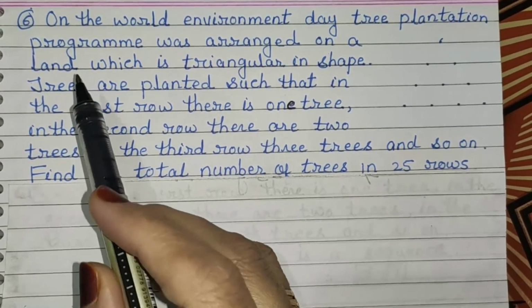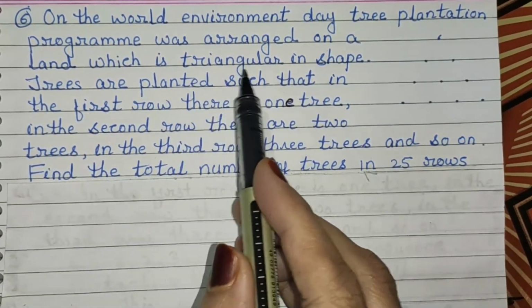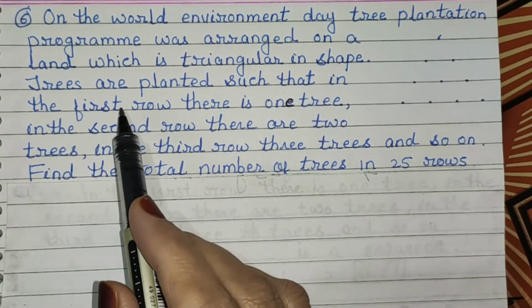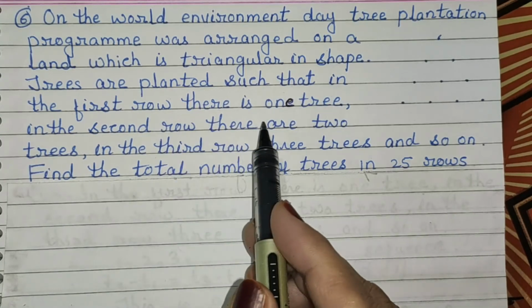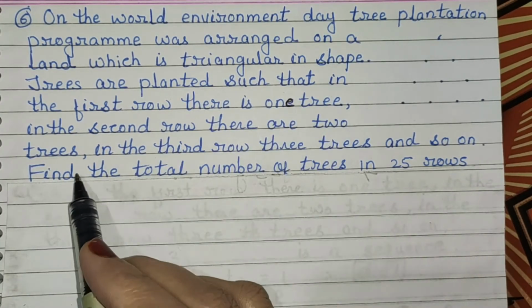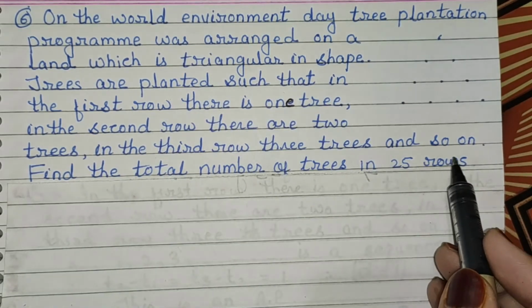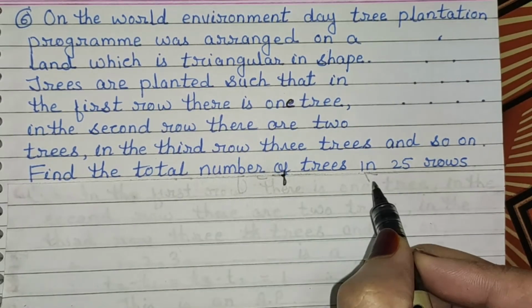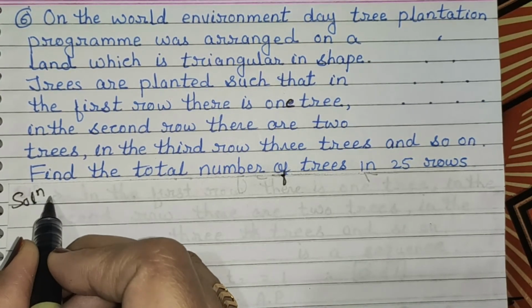Now the next question is, on the World Environment Day, tree plantation program was arranged on a land which is triangular in shape. Trees are planted such that in the first row there is one tree. In the second row there are 2 trees. In the third row 3 trees, and so on. Find the total number of trees in 25 rows. Now write down the solution here.